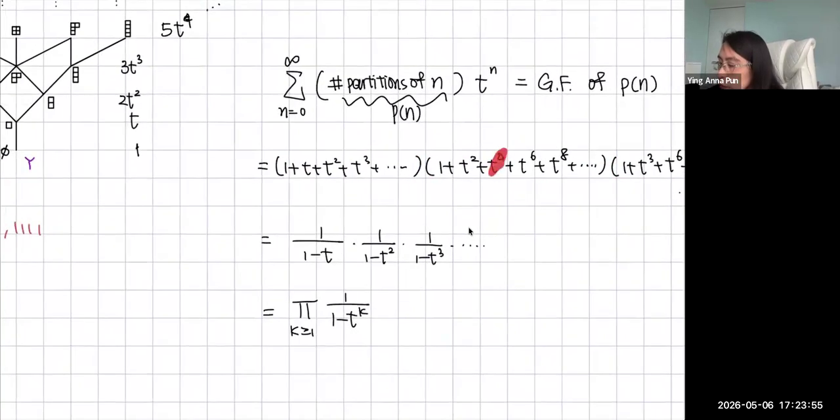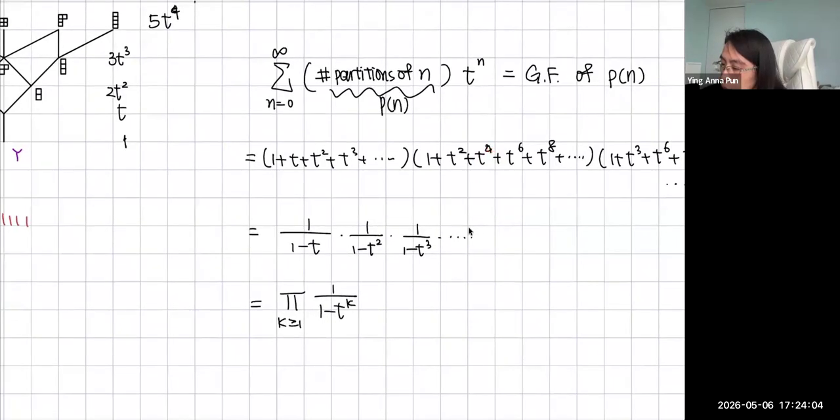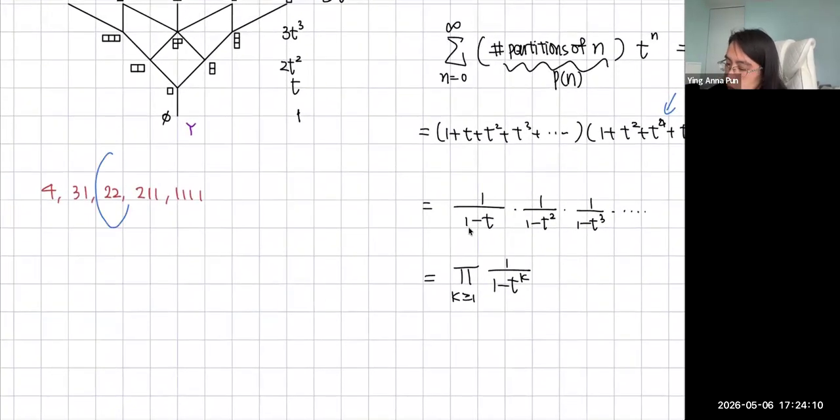So for example, t to the power 4, because everything is a multiple of 2. So this 4 is just saying that you have 2 times 2, meaning this is just 2 twos. So that corresponds to this one.